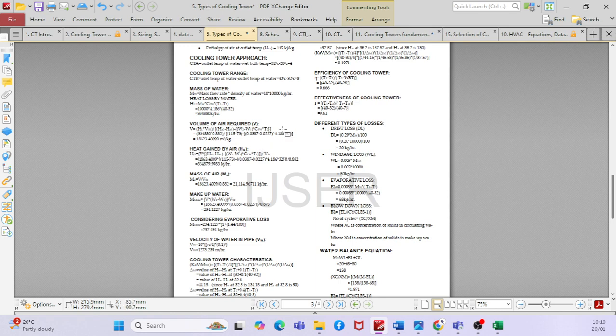Basically, what is required for our calculation purpose is this one. This is the basic. So you will calculate range, approach, cooling tower ton, correction factor, and calculate the capacity. Then if you want to calculate the GPM, you can calculate it based on the condenser flow, based on the chiller capacity, you can calculate the condenser flow rate.